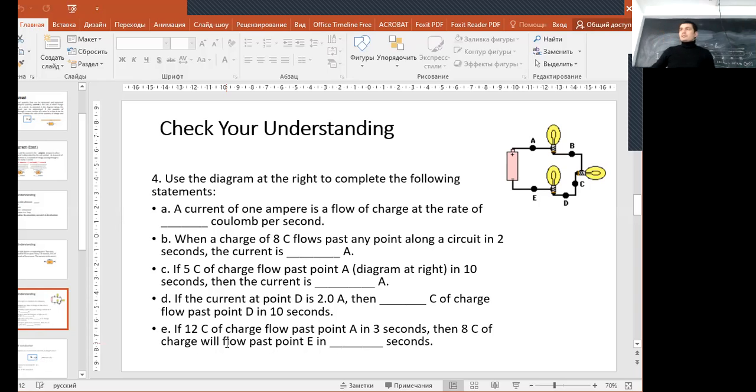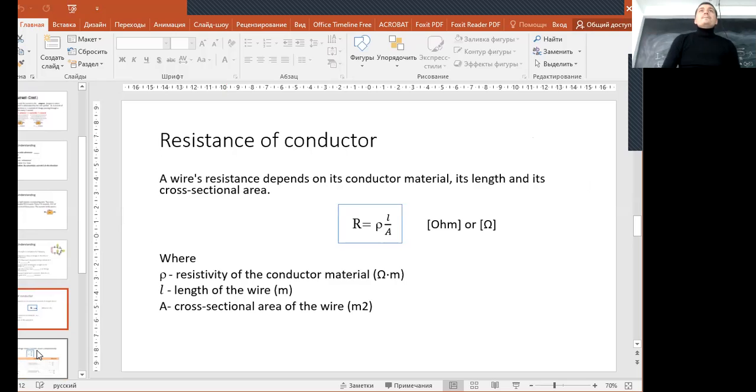Understanding the current is easy, not hard, okay? So now we will move on to the resistance of a conductor. The resistance depends on length and area.